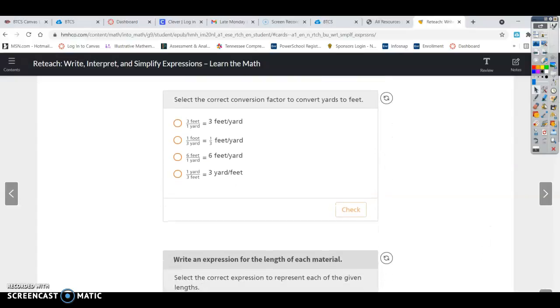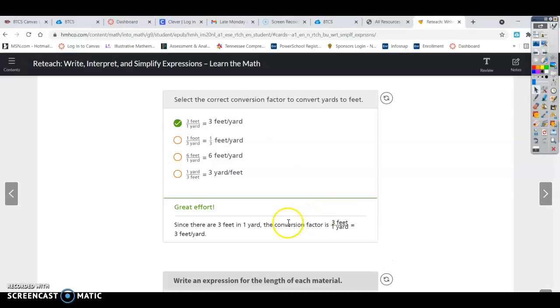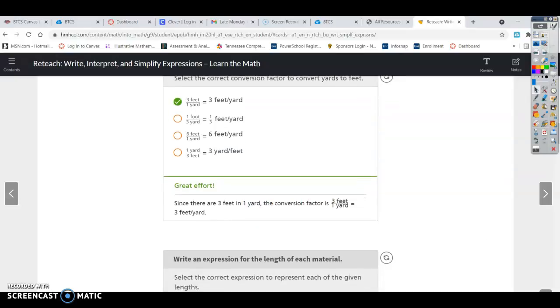All right, now it says select the correct conversion factor to convert yards to feet. So you know that 3 feet equals 1 yard. Hopefully you know that. And you can click 3 feet per yard. Be careful with this one right here because this says 1 yard for 3 feet, and that's backwards from what you need. So it is 3 feet per yard, per 1 yard.